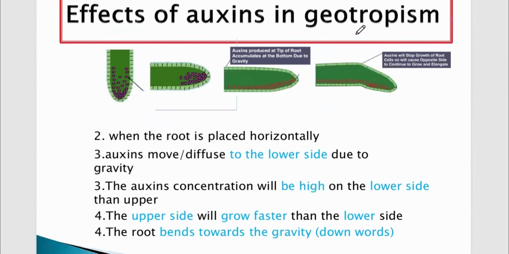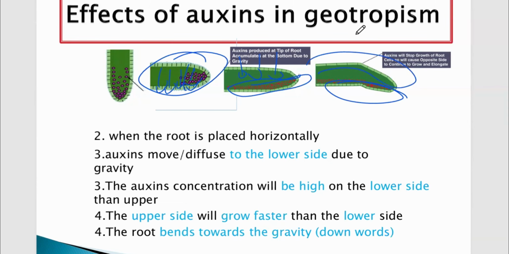So in this case, I have to know that if you put the shoot horizontally, the auxins are going to migrate downwards. The moment they migrate downwards, it means that the lower side is going to have more auxins than the upper side. If the upper side has fewer auxins than the lower side, then it means that the root is going to bend downwards. You see, it's going to bend downwards. Why? Because the upper side grows faster than the lower side. Why? Because the lower side has too many auxins in the root.